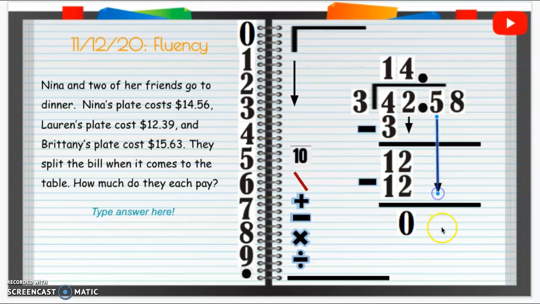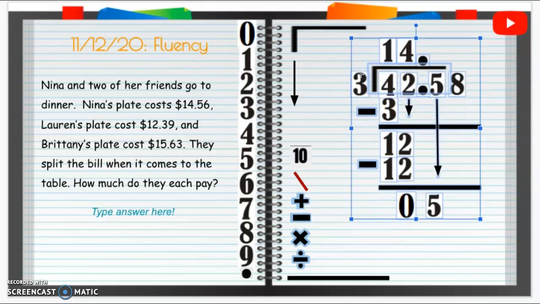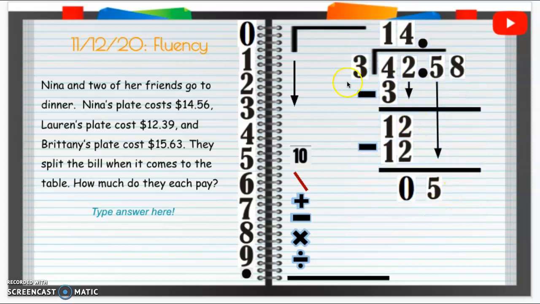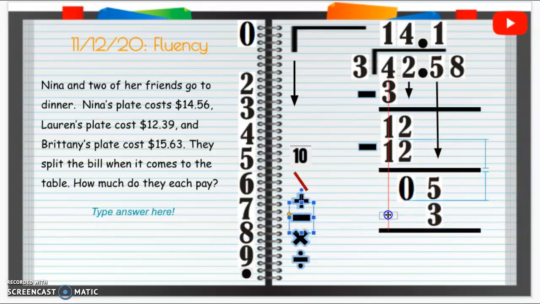So when we bring down that 5, how many times can 3 go into 5? I'm going to have to move this up a little bit. How many times can 3 go into 5? Well, 1 time. So let's put that 1 there. 3 times 1 is 3. Now we can subtract 5 minus 3 is 2. All right, now we're going to drop down that 8.